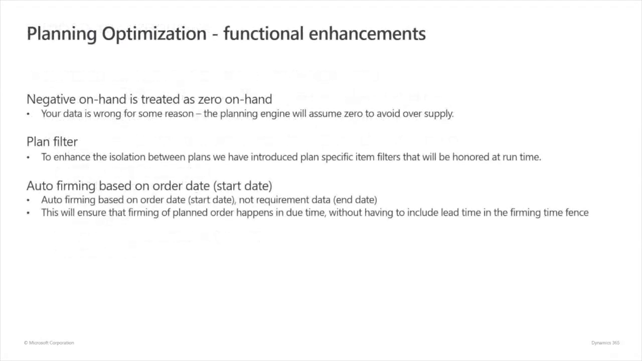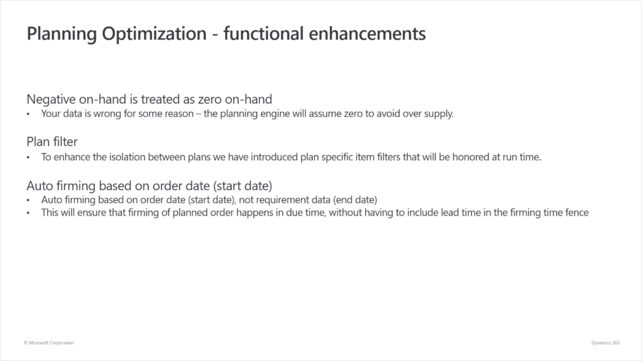The other part we want to look at is that planning optimization functional enhancements are being done. If you have negative on hand, it's treated as 0, because the planning assumes just 0 to avoid any oversupply. Plan filters, as I explained, provide isolation between plans, so that can be honored at runtime. Auto firming is based on orders.